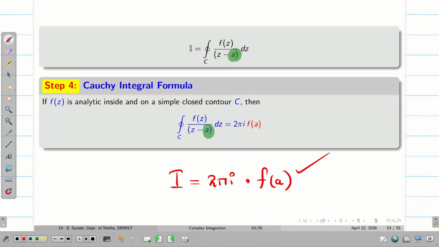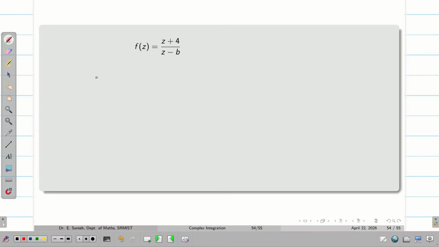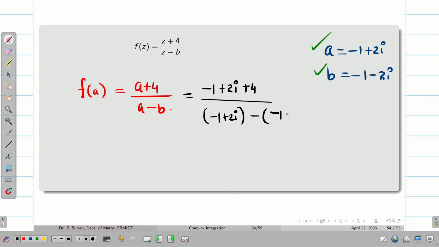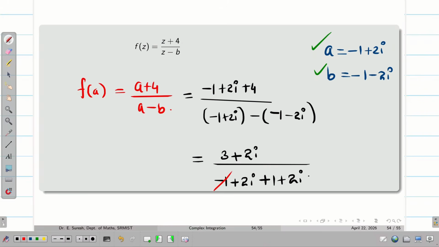Next, we have to find f of a. We know that f of z is (z plus 4) divided by (z minus b). Substituting the value z equal to a, we get (a plus 4) divided by (a minus b). We know the values of a and b. Substituting here, we get minus 1 plus 2i plus 4. In the denominator, we get minus 1 plus 2i minus of (minus 1 minus 2i). Simplifying this, we get 3 plus 2i in the numerator. In the denominator, we have minus 1 plus 2i plus 1 plus 2i. We can cancel this minus 1 and plus 1. Simplifying this, we get (3 plus 2i) divided by 4i.